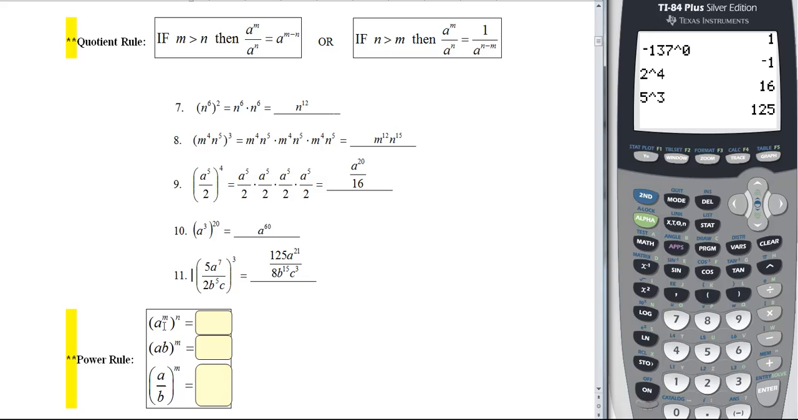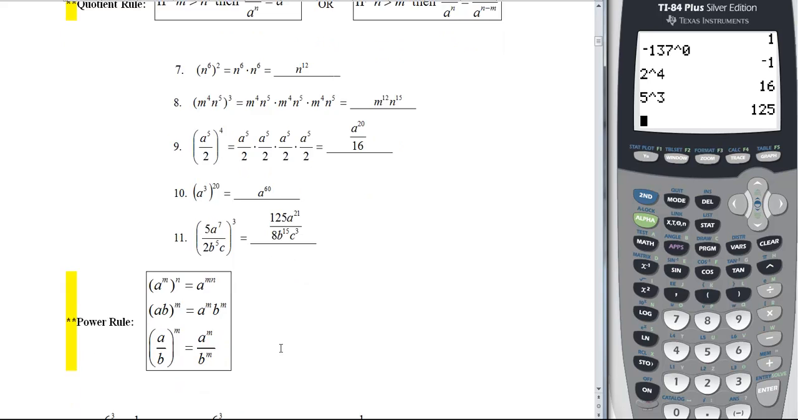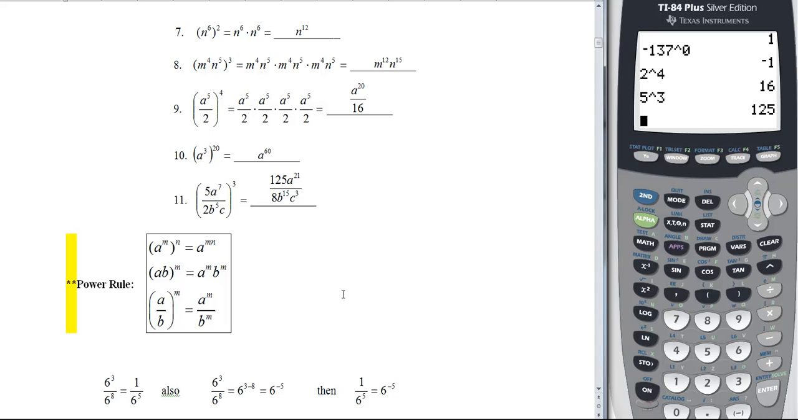So this would be a to the m times n. This one would be a to the m, b to the m. And this one would be a to the m over b to the m. That's my power rule. So far we've had what happens when we have an exponent of 1, an exponent of 0, product rule, quotient rule, power rule. Well, let me look at this.